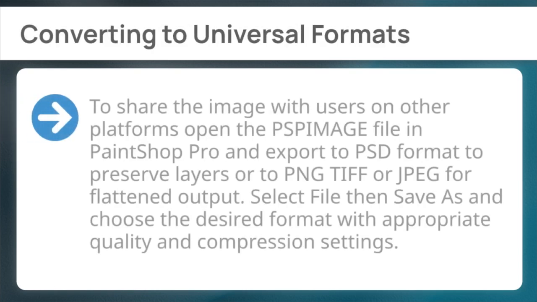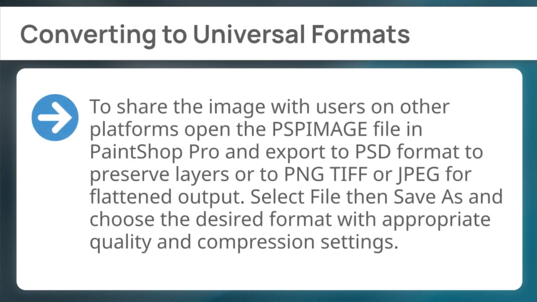Next, converting to universal formats. To share the image with users on other platforms, open the PSPIMAGE file in PaintShop Pro and export to PSD format to preserve layers, or to PNG, TIFF, or JPEG for flattened output. Select File, then Save As, and choose the desired format with appropriate quality and compression settings.